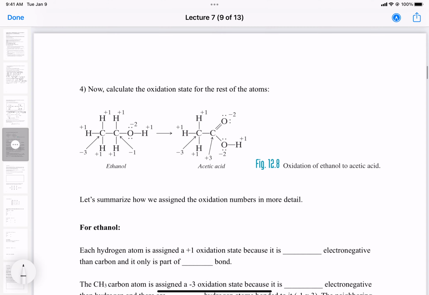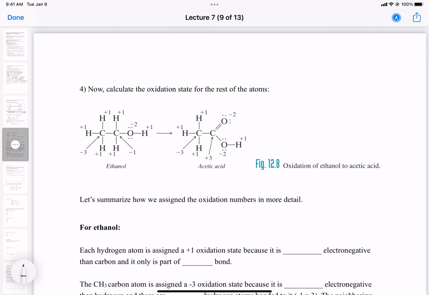So if we do calculate the oxidation state of the rest of the atoms, we will get a picture like this. Hydrogen still has +1. You could think hydrogen is +1 because it's less electronegative. The only time hydrogen is a different oxidation state is when it's in a metal compound or ionic compound with hydrogen, then hydrogen will be -1. But in this case, hydrogen is +1 because it's with other nonmetals, and usually hydrogen has the lowest electronegativity of all the nonmetals. So for our cases, we'll say it's +1 in organic compounds always.